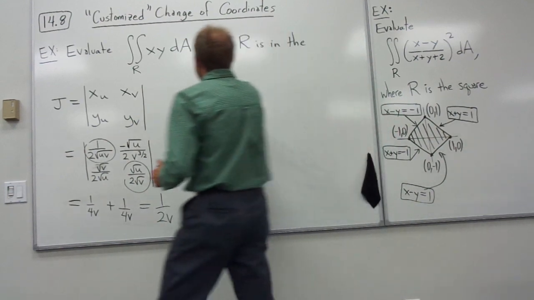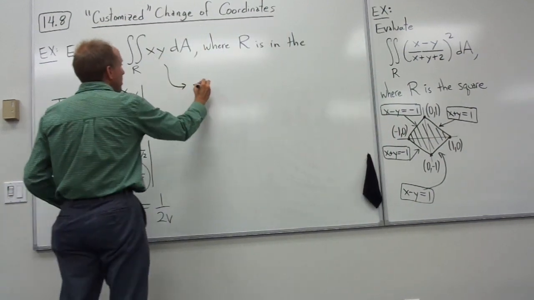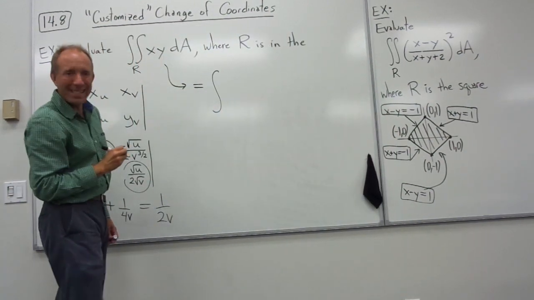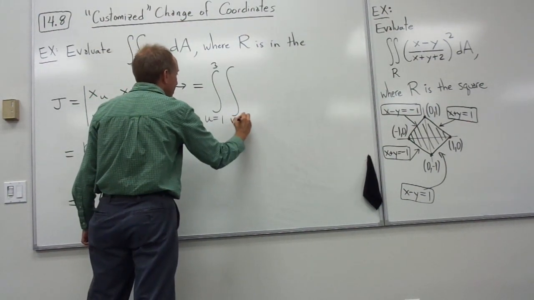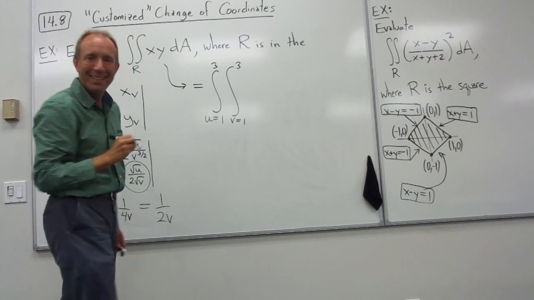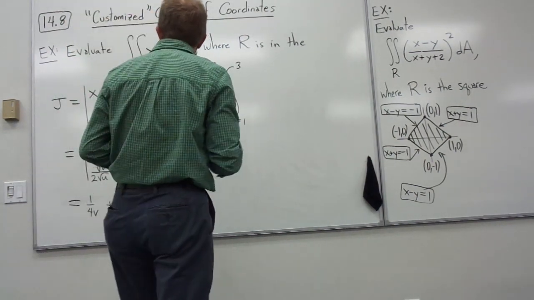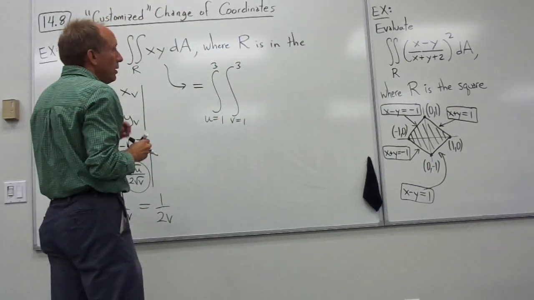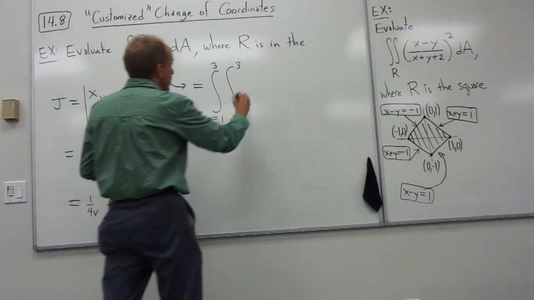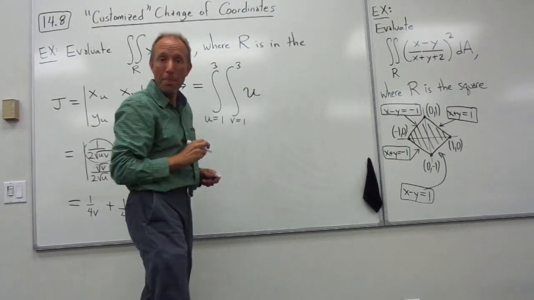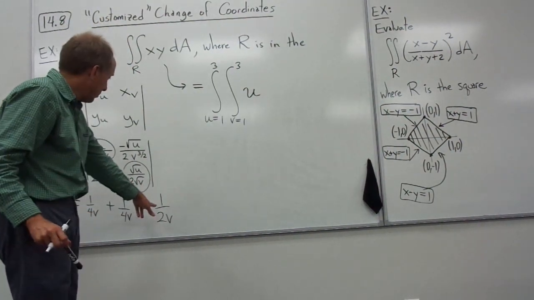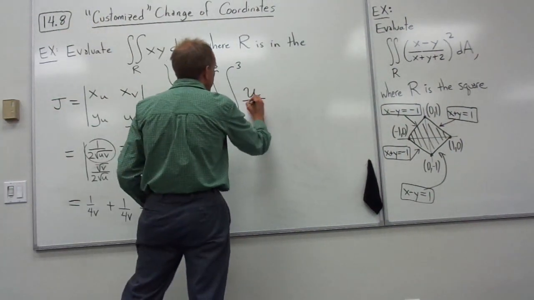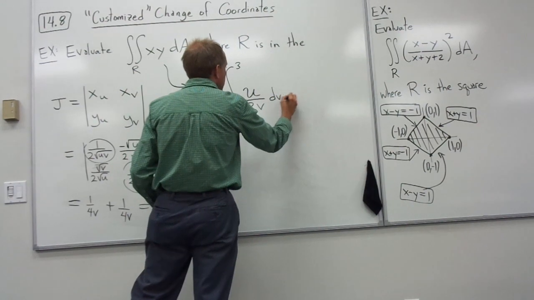So if we do this, come back up to this integral. Remember that the whole idea was that we would just be integrating u and v from 1 to 3. Okay? And xy was what we had set equal to u, right? So xy is just u, and then the dA is 1 over 2v times dv du.